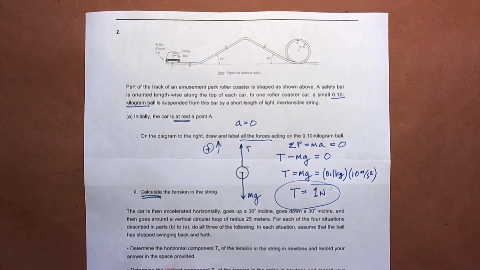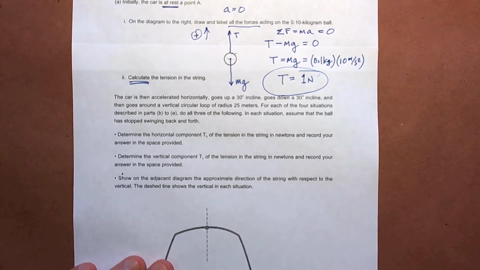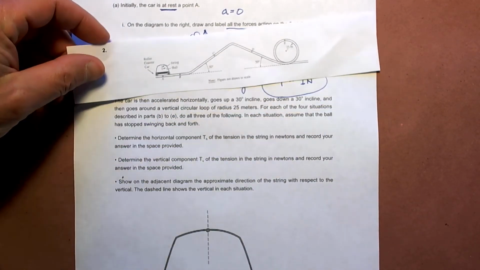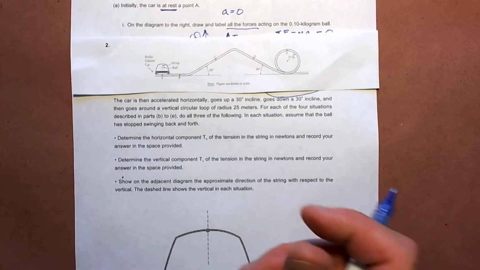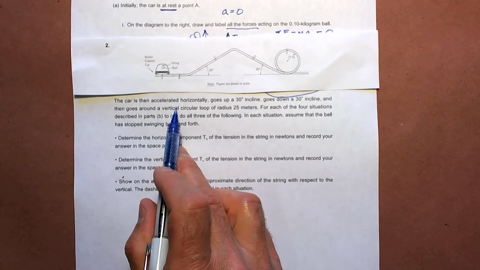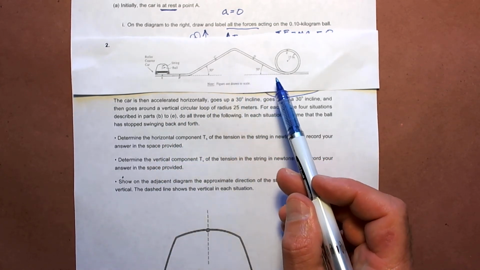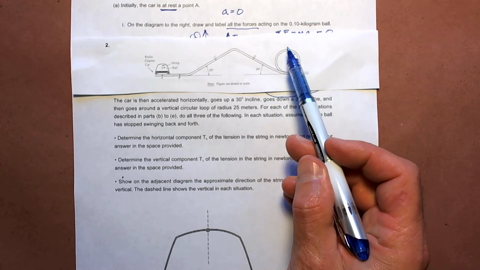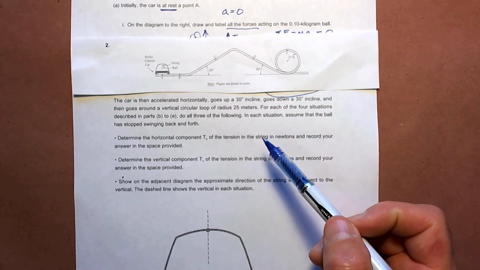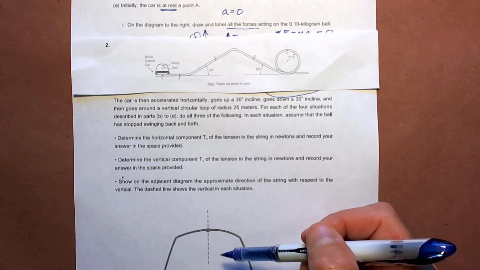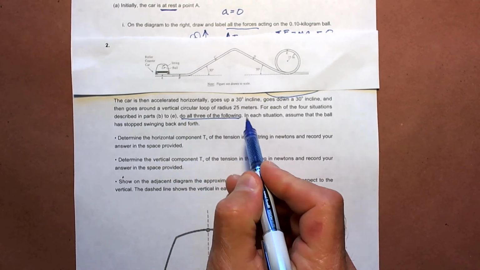Awesome. Okay, next step. Now we've got some interesting description of what's going on. I'll give you a little diagram so you guys can remember what it looks like. And they say that the car is then accelerated horizontally, goes up a 30-degree incline, goes down a 30-degree incline, and then goes through a vertical circular loop, the radius of which is 25 meters. For each of the 4 situations described in the problem, do all 3 of the following. We'll see what that means in a minute.